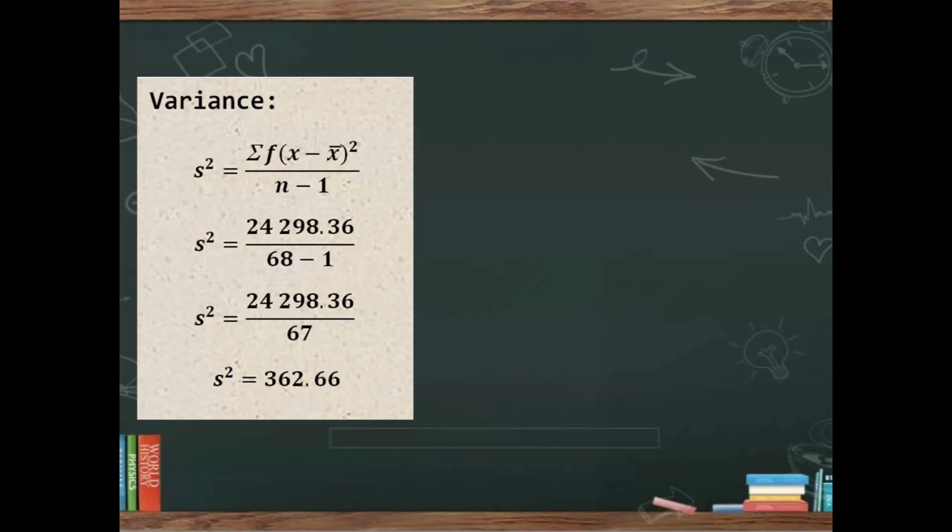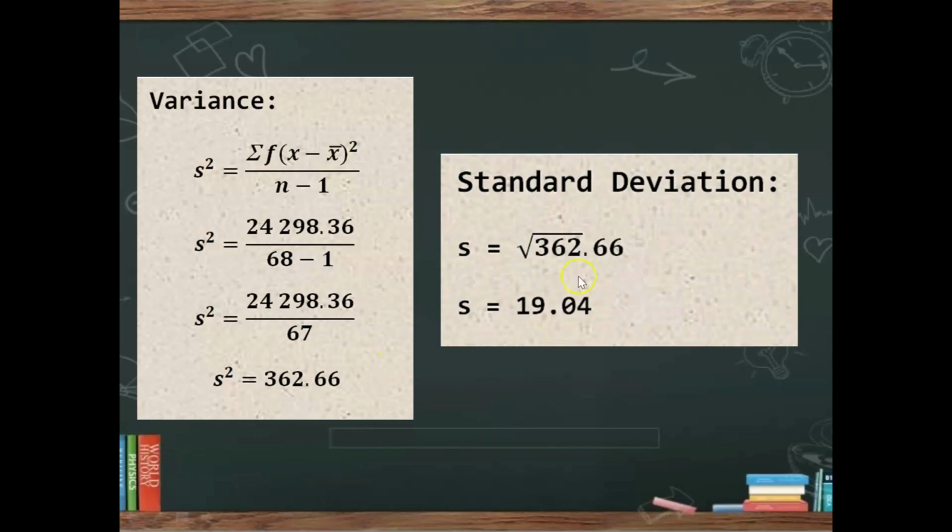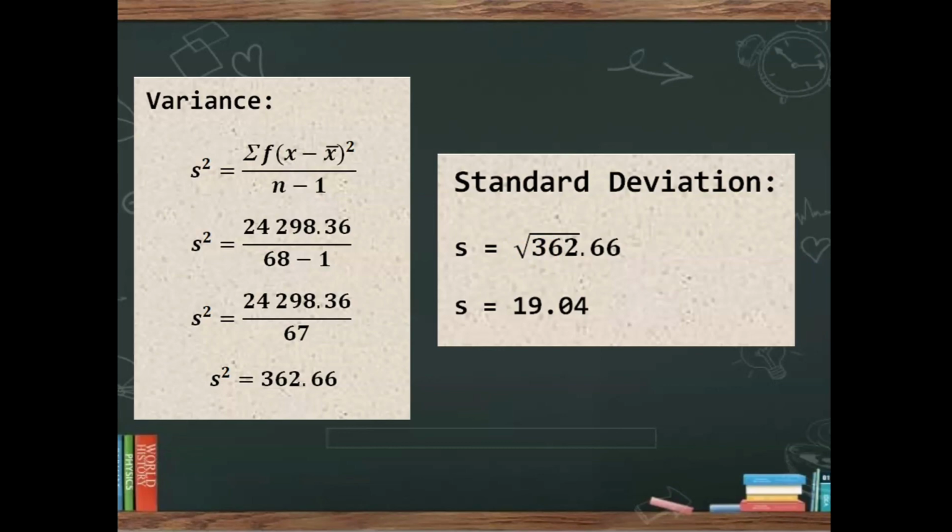After variance, proceed to standard deviation. The square root of 362.66 is 19.04. So, ang standard deviation natin ay 19.04.